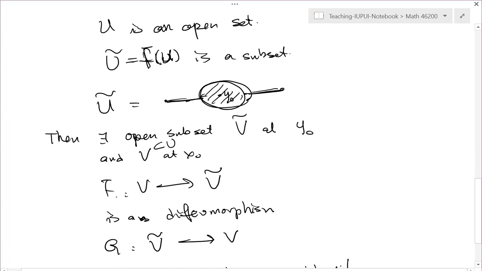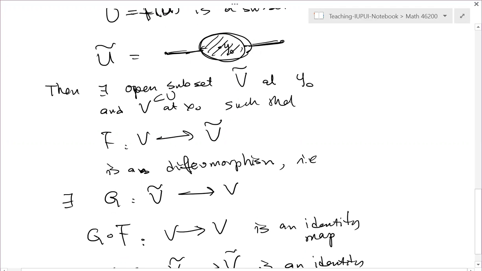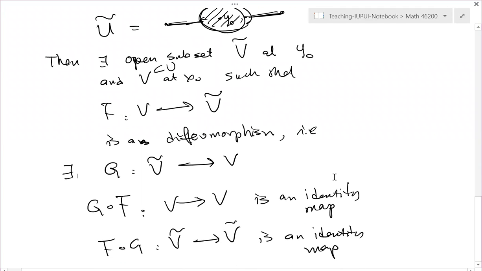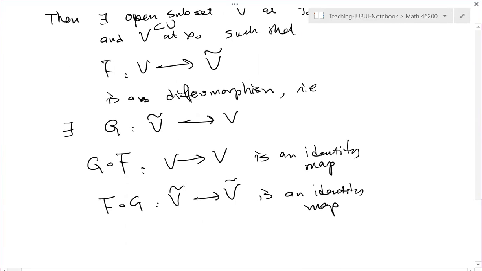So that this is a diffeomorphism. Then therefore you can always find another map going back, right? And the composite of these two is going to be the identity map. So this is the idea, the statement of the inverse function theorem.